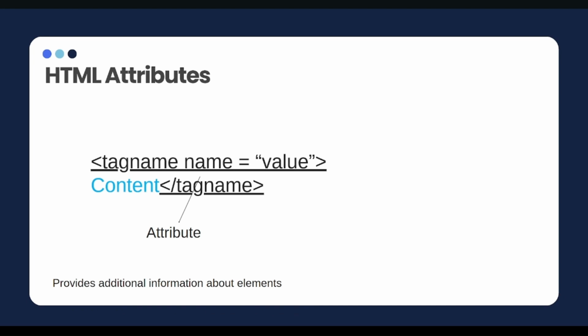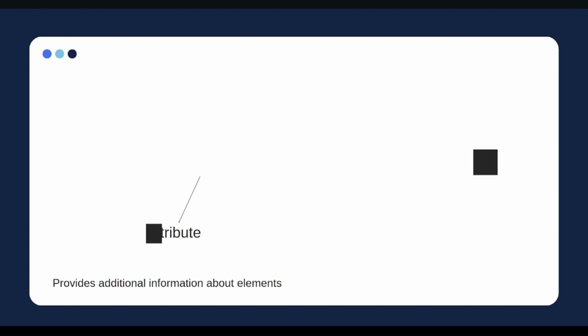So now let's see about HTML attributes. HTML attributes provide additional information about the tags. For example, the anchor tag will have an attribute called href, which defines the URL that the link points to. So this is the use of the attribute. Basically, it provides additional information about the tag.